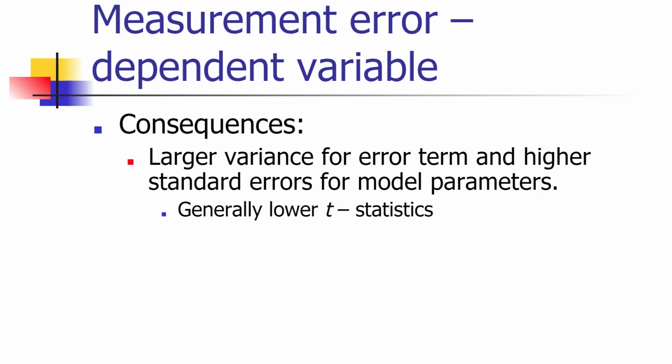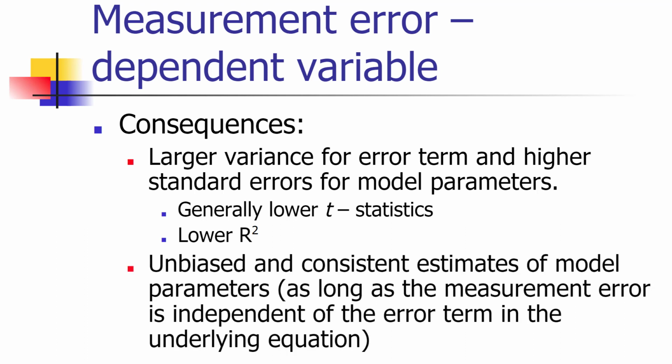And in consequence, we end up with somewhat lower t statistics and a lower r-squared than we might have received if measurement error had not been present. However, there's generally not too much we can do with this, simply because if we had a good measure of our dependent variable, we would be using that instead. So there's really not much we can do to correct for it, but fortunately, we still end up with unbiased and consistent estimates of all the model parameters, as long as the measurement error is independent of the error term in the underlying population regression equation.